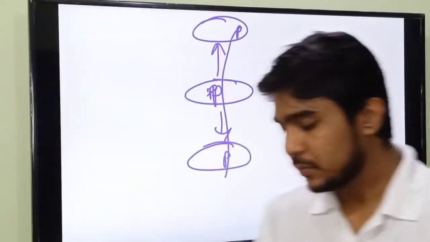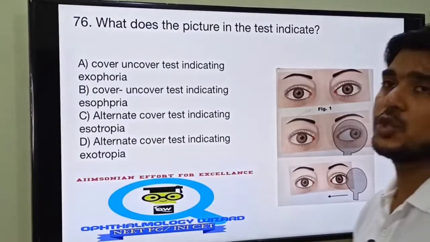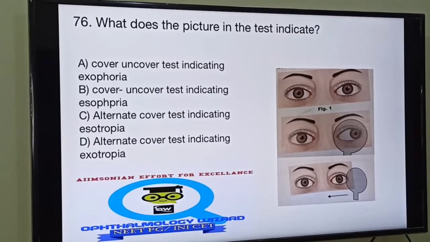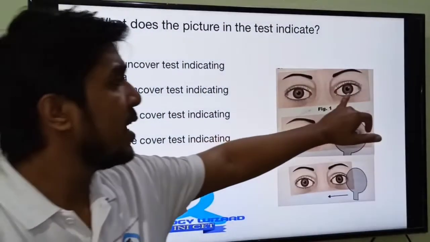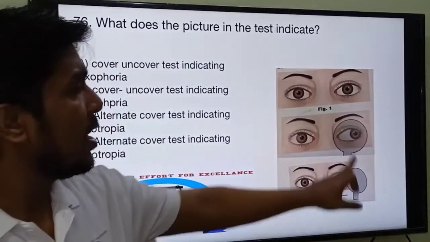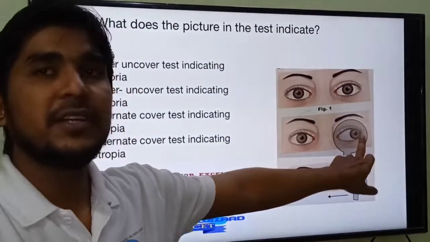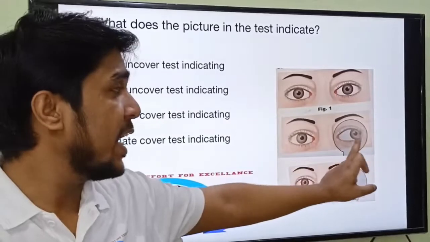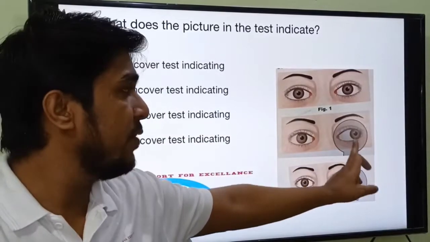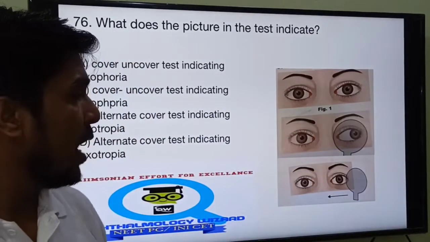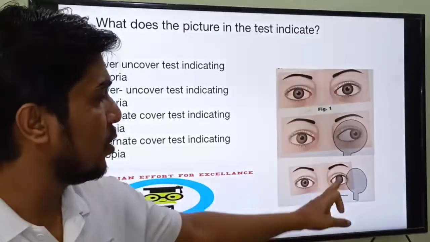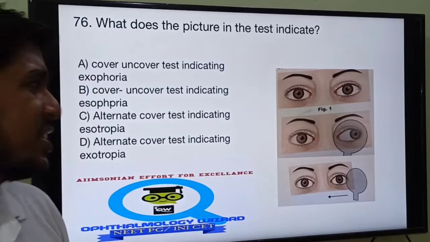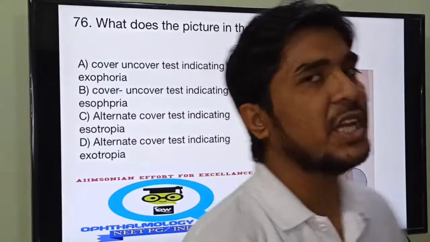This is a trick. Coming to the 76th question, what does the picture in the test indicate? Just look at the picture. The patient is looking in the primary gaze, right? On covering, the eye deviates toward the exo side, means the eye deviates outward. But on uncovering, there is a refixation. It comes back to the normal position. What does this test indicate?